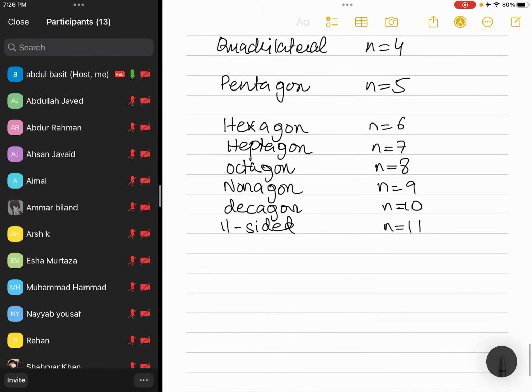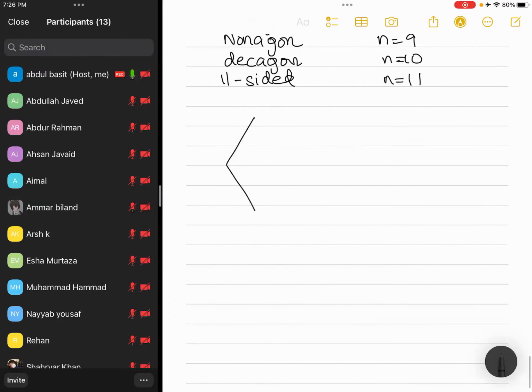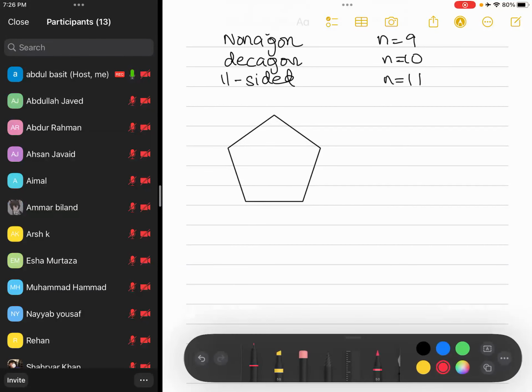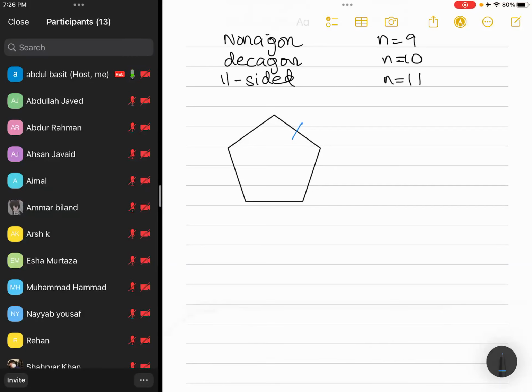For example, let me just make a polygon here. What is the name of this polygon? Sir, pentagon. Yes, it's a pentagon because it has 1, 2, 3, 4, 5 sides. N is equal to 5. So the name of this is pentagon.